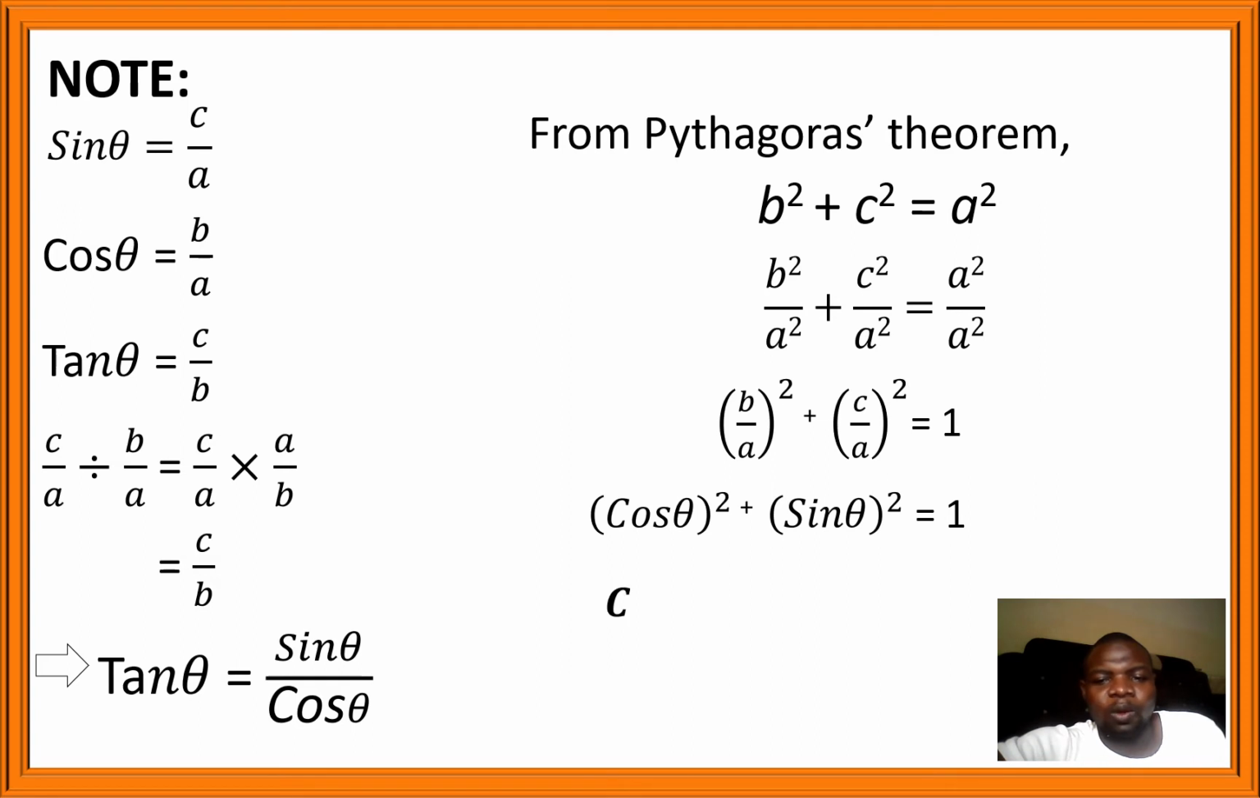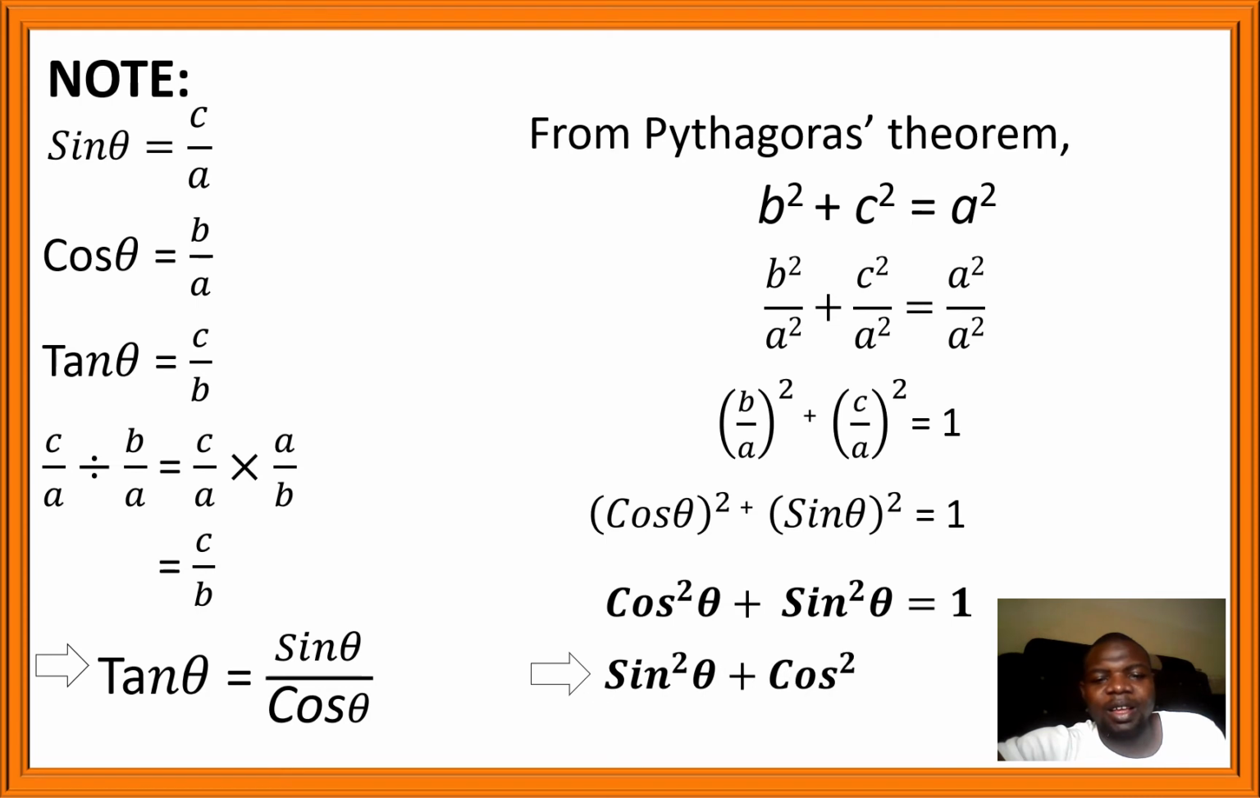Expanding them, we'll have cos squared theta plus sine squared theta equal to 1. Or we can say sine squared theta plus cos squared theta is equal to 1. So this is one of the trig identities: sine squared theta plus cos squared theta should be equal to 1. Also, we can say tan of theta is equal to sine of theta all over cos of theta.